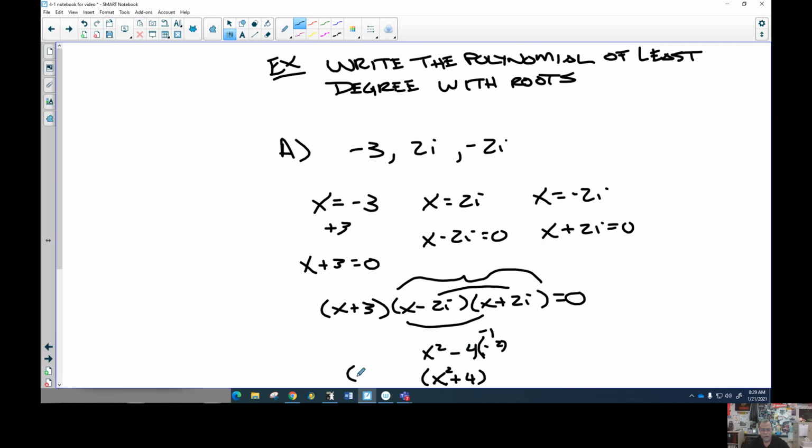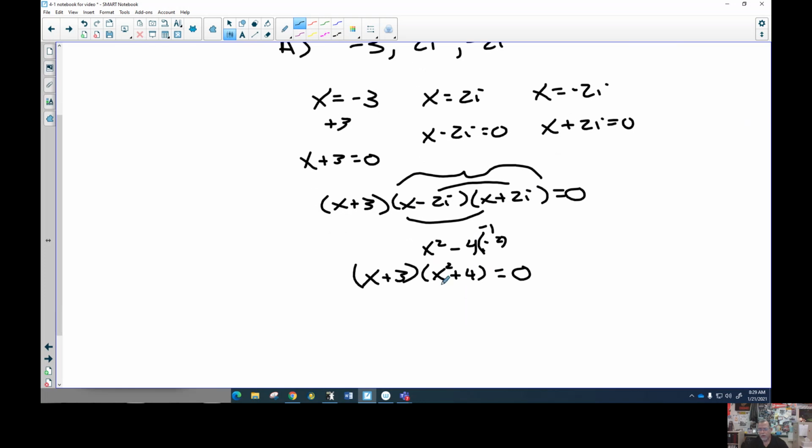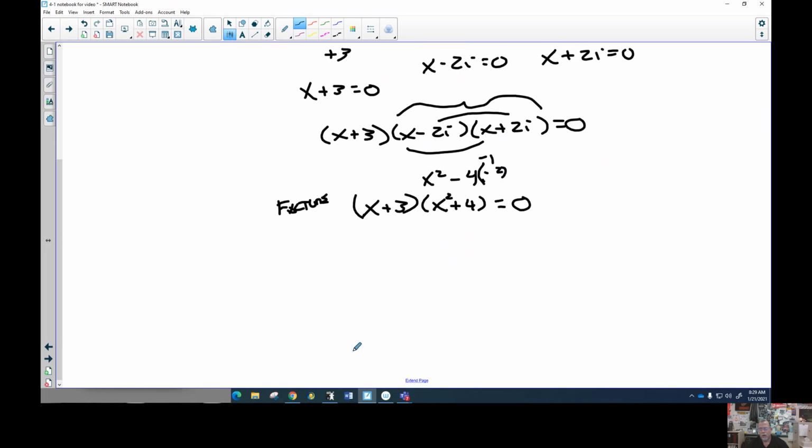So we would have x plus 3 times x squared plus 4 equals 0. So now we can multiply this out. We've got our factors, right? Remember, when we got roots, our first goal was factors. So now we got factors. This was the roots, just to label this. These are the roots. These are the factors. This is factored form.